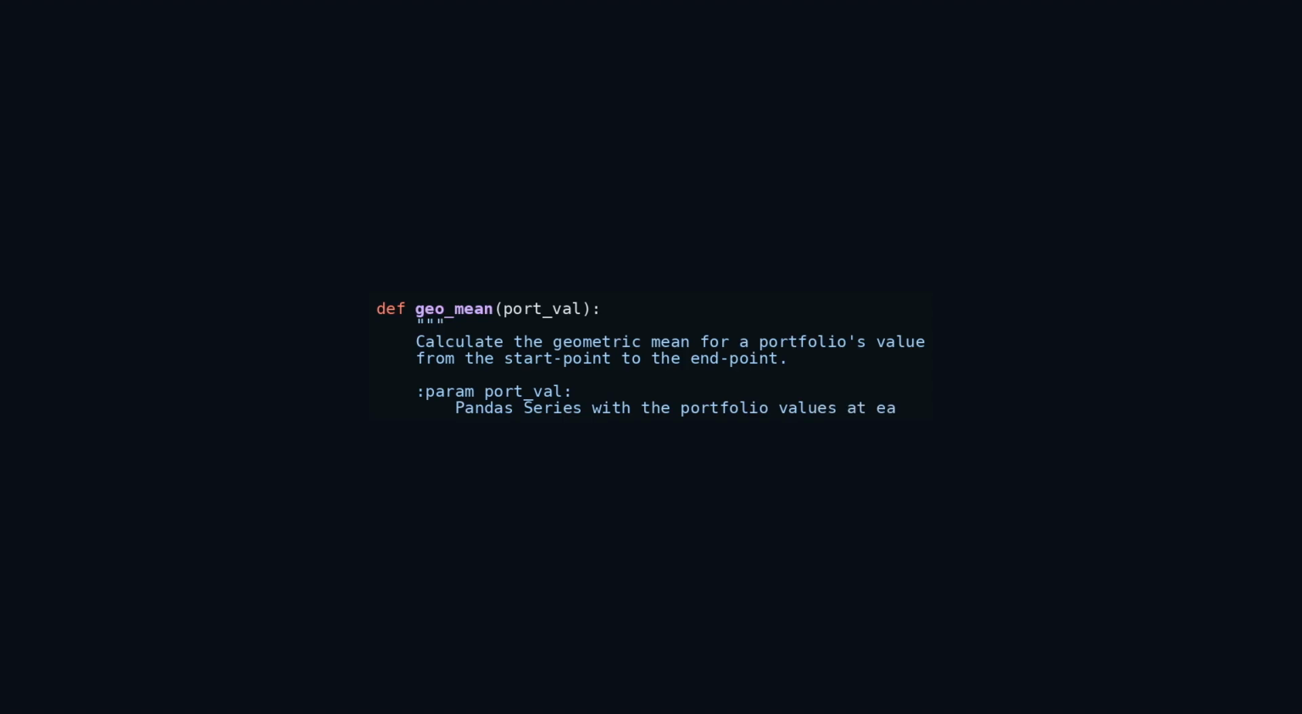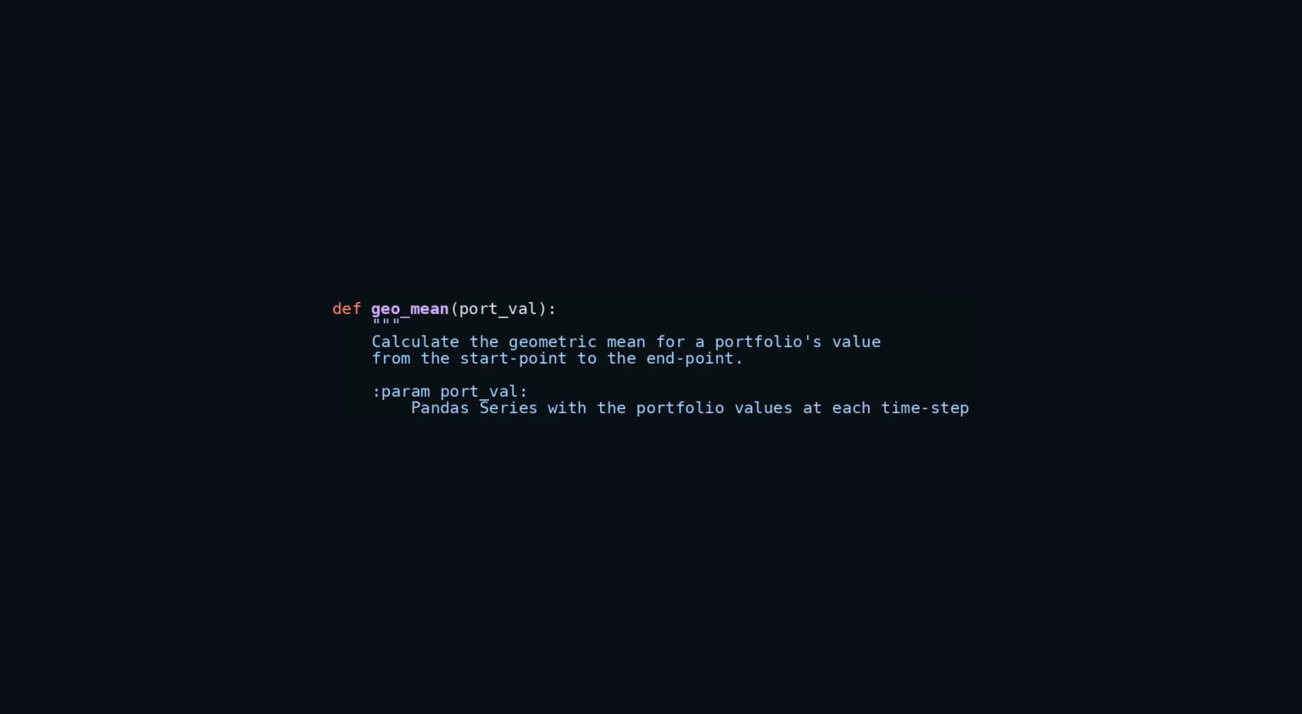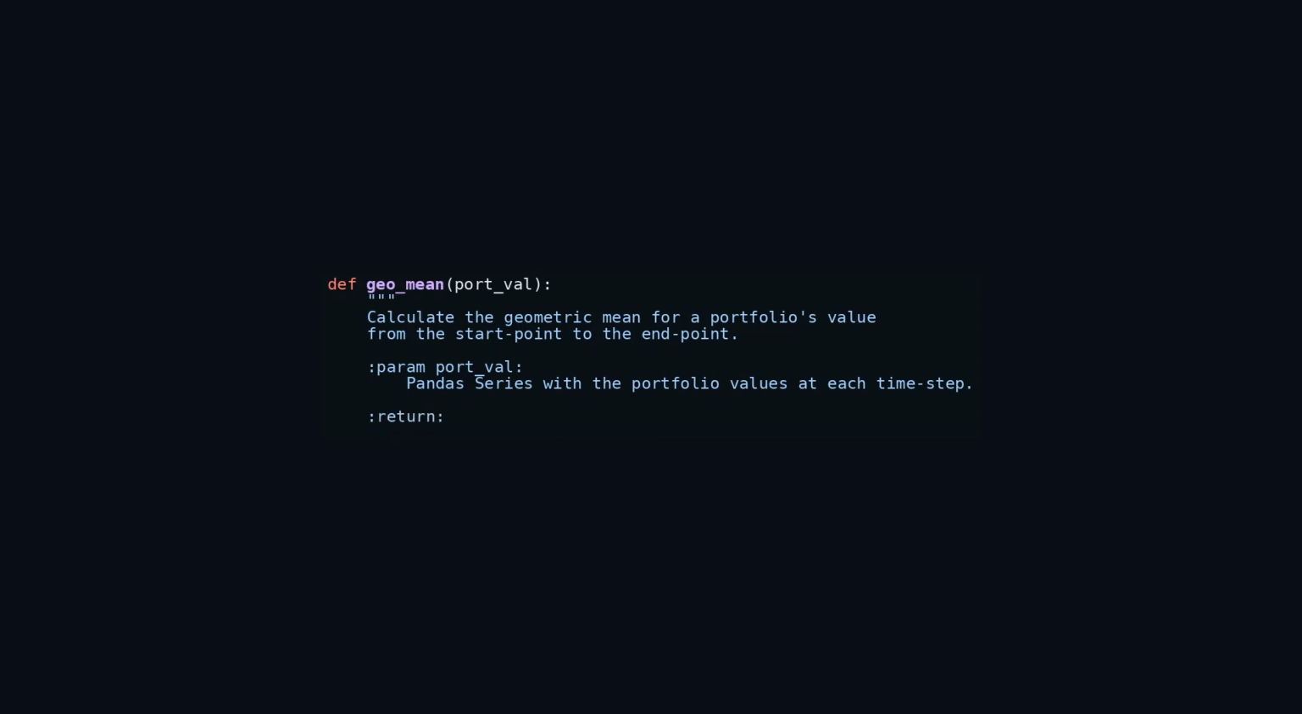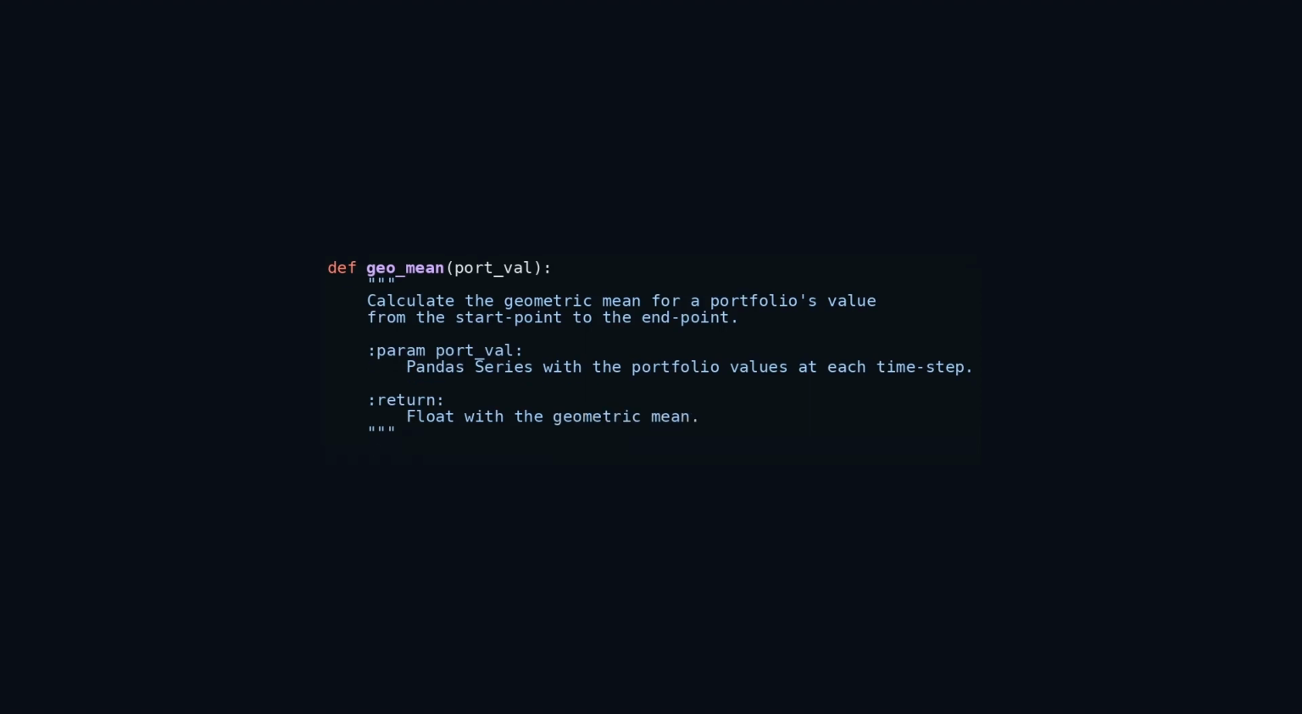Geometric mean is particularly valuable in finance as it represents the average rate of return of an investment over multiple periods. Accounting for the effects of compounding, this makes it more suitable than the arithmetic mean for data series that show exponential growth, such as financial data. By simplifying the calculation of the geometric mean for a given portfolio value series, this function helps in accurately assessing investment performance over time.